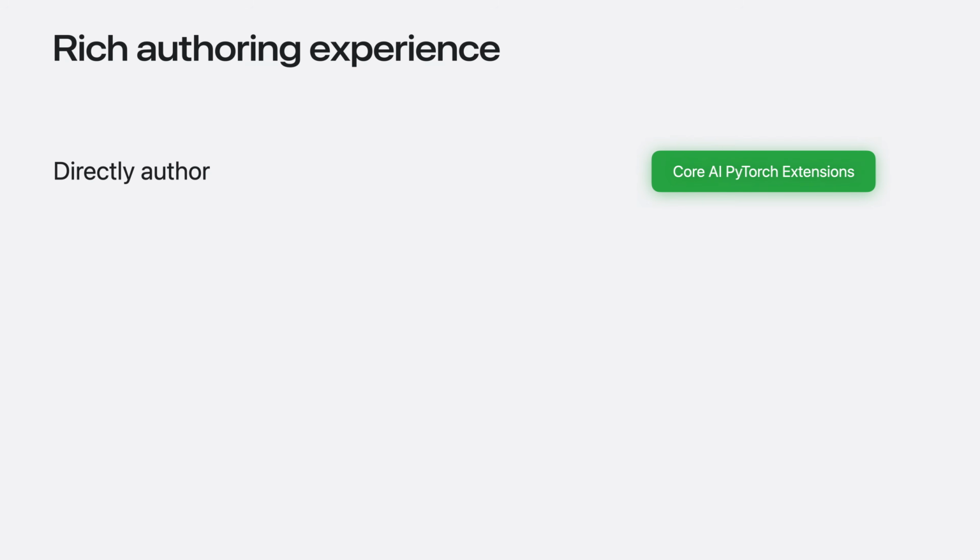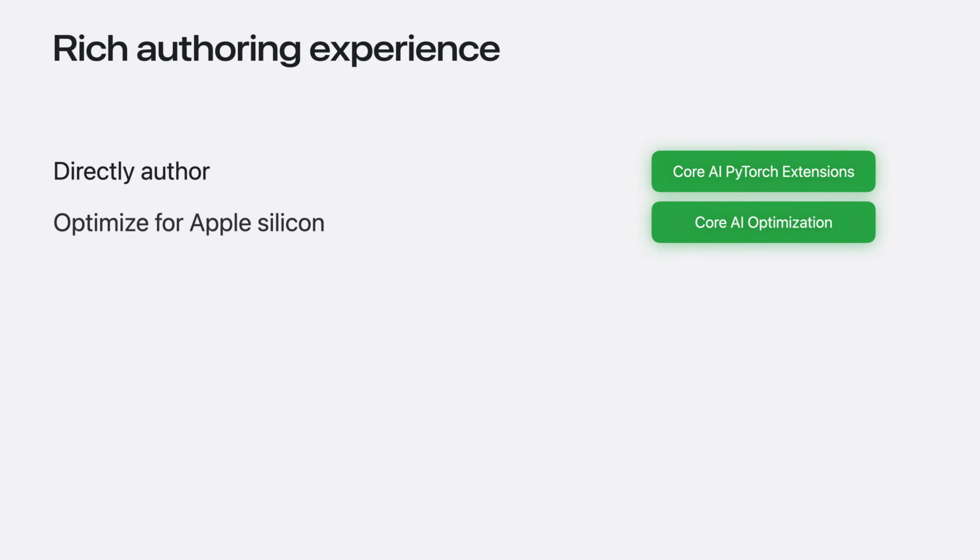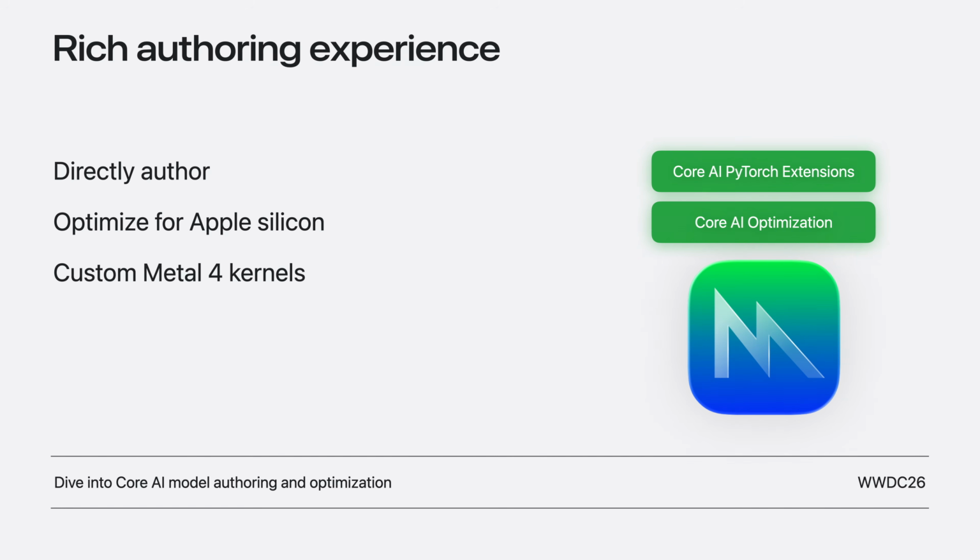We've only touched the surface of what the Core AI Python package has to offer. It also has support for directly authoring your model with Core AI APIs, optimizing the model for Apple Silicon, and defining custom kernel implementations with Metal 4. To learn more about these advanced model authoring flows, see the talk Dive into Core AI Model Authoring and Optimization.